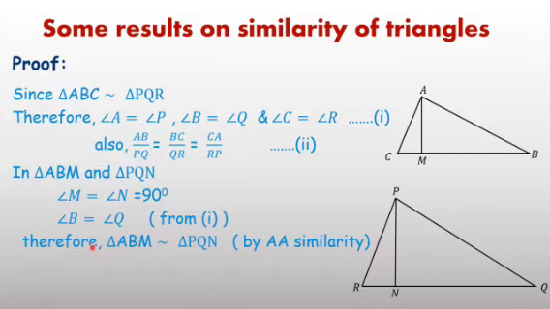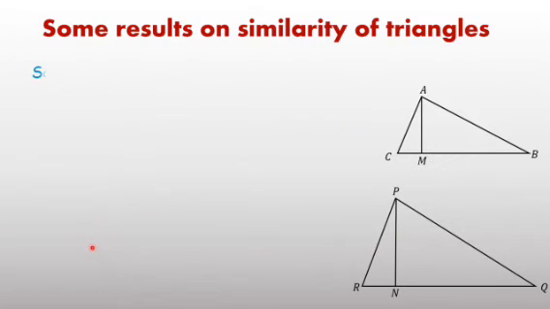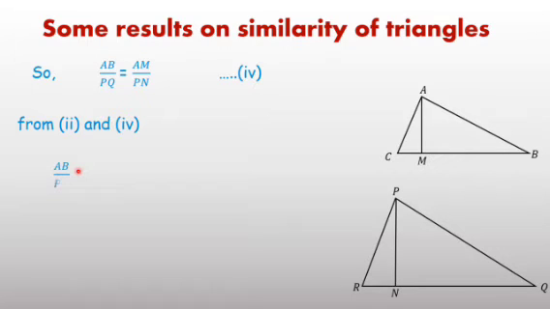Therefore, ABM similar to PQN by AA similarity. And if both triangles are similar, then corresponding sides are in the same ratio. Means AB upon PQ equal to AM upon PN. And from second and fourth, you will get final result: AB upon PQ equal to BC upon QR equal to CA upon RP, which is equal to corresponding altitude, means AM upon PN. Second result is completed here.